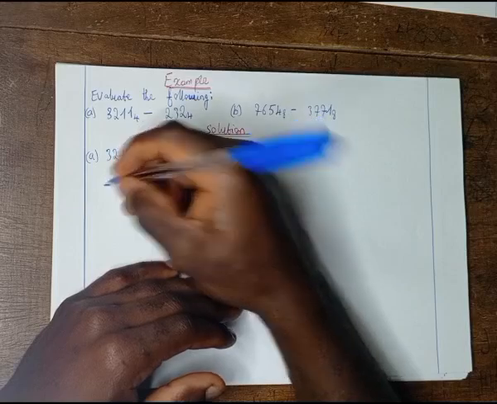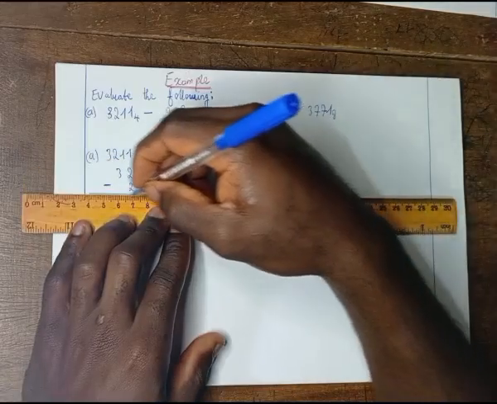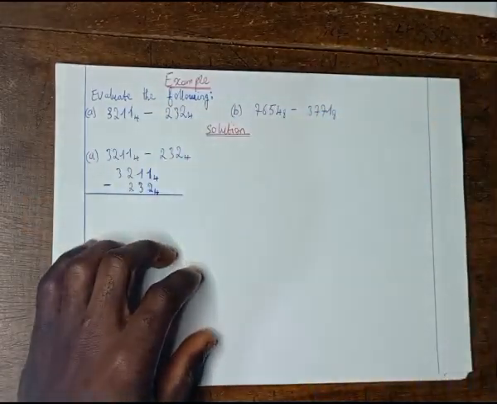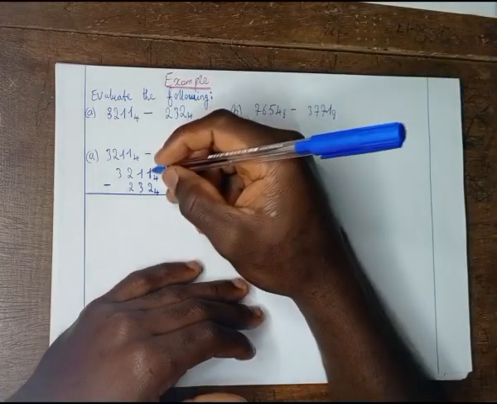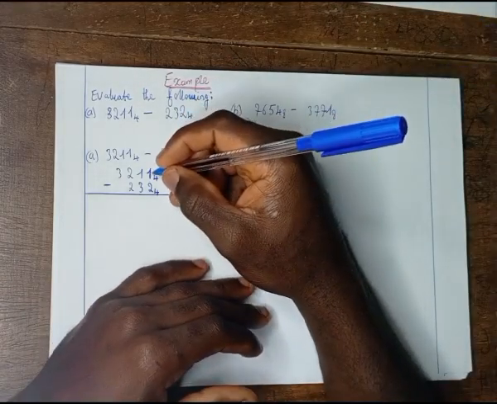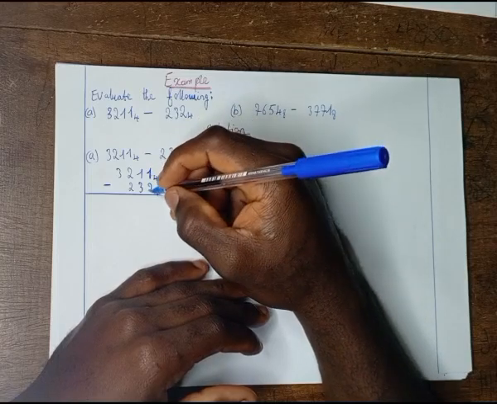Then we put the minus sign. Let's subtract the digits, starting from the right hand side to the left. Here we have 1 which is less than 2.